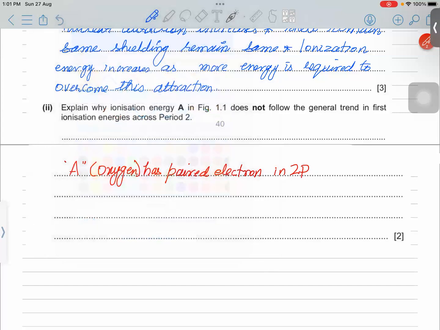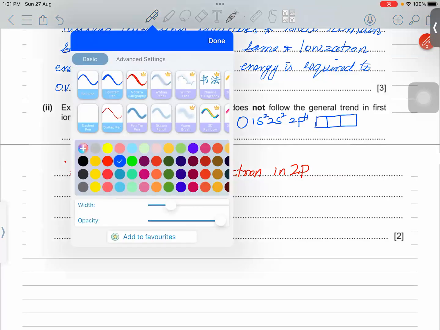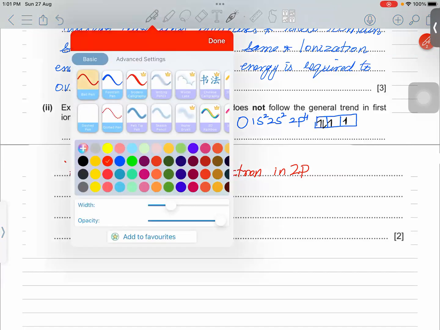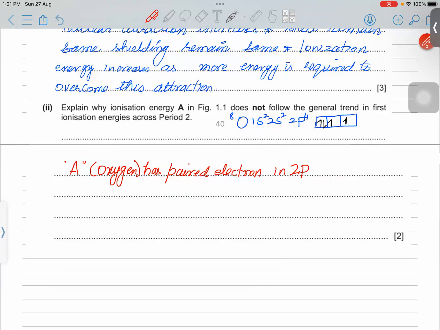Now look at oxygen. Oxygen is 8, 1s2, 2s2, 2p4. 1, 2, 3, 4, so electrons are paired. So oxygen has a paired electron in 2p.